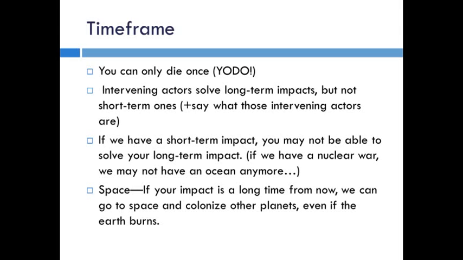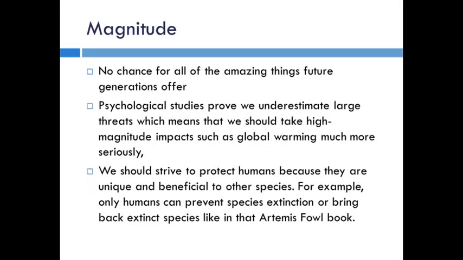And finally is space. If your impact happens a long time from now, we can always go to space and colonize other planets, which will allow us to not have complete extinction, even if the Earth burns up or something crazy happens, which is your long-term impact. Okay, magnitude. You could say magnitude is the worst because there's no chance for all the amazing things future generations offer. There's no way for us to understand and know all the amazing things that our grandchildren could do if we all just go extinct, right?